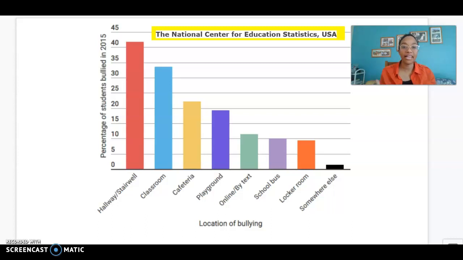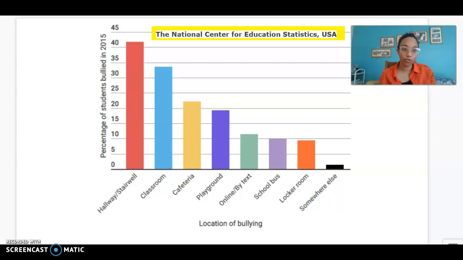So we see that many students were bullied in hallways, classrooms, cafeterias, and there were fewer students that were bullied online, on the school bus, or in a locker room. And we can sort of wonder why and notice what those moments have in common. For example, students spend a lot of time in hallways or in classrooms, whereas they spend less time in a school bus or in a locker room, because they're probably only in a locker room right before changing for an athletic event like a sports activity.